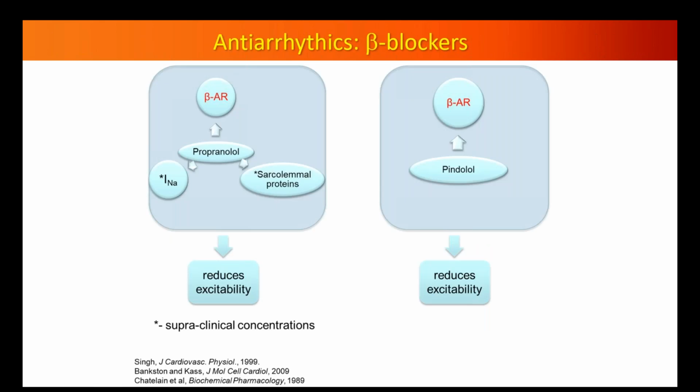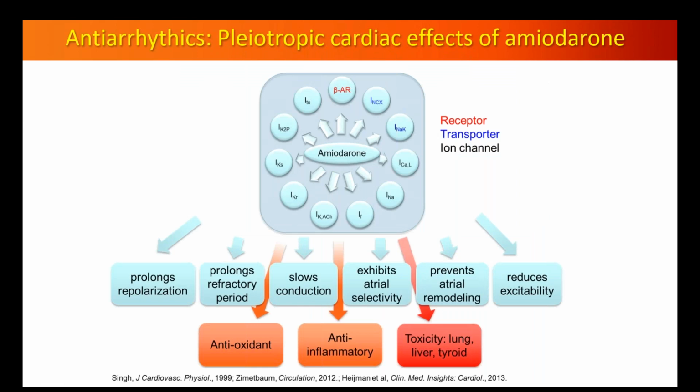As an example, from a subgroup of these compounds, the antiarrhythmics, they also range in their therapeutic effects. So for these beta blockers, for example, pindolol is a specific inhibitor of beta-adrenergic receptor with no or very minimal side effects. Propranolol, another beta blocker, also affects beta-adrenergic receptor, but at high concentration it also affects sodium channels and other sarcolemmal proteins. And in stark contrast to these two is amiodarone, which has a whole range of membrane protein targets, from receptors and transporters to ion channels, and has, not surprisingly, a big range of cardiovascular effects, but also non-cardiovascular effects, but it's still very widely used therapeutically at the moment.